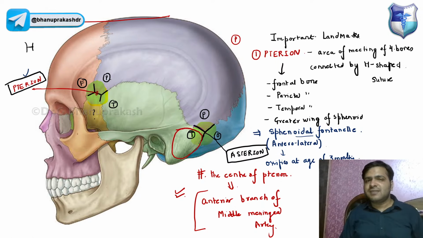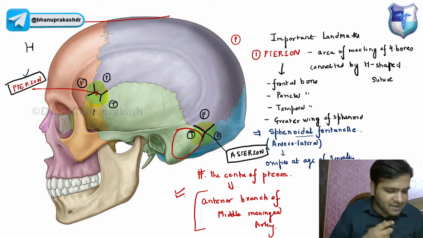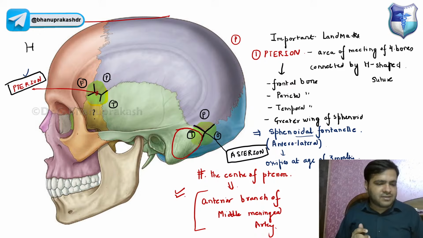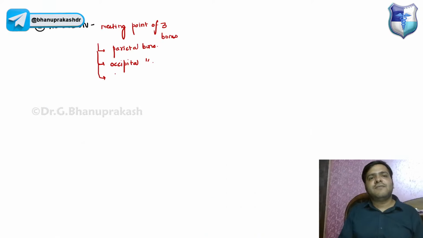Can anyone tell me? It is the temporal bone only, but the posterior part, what is it called, guys? Anyone in the chat box? Which part of the temporal bone is it? Very good, Ankita Jain. It is the mastoid part of the temporal bone. So specifically, if I have to write, it is the mastoid part of the temporal bone. Ishita, very good.